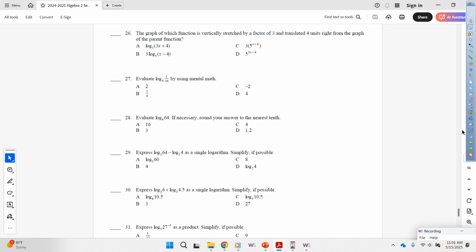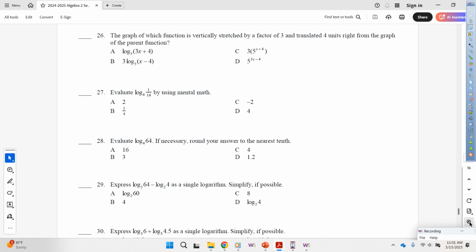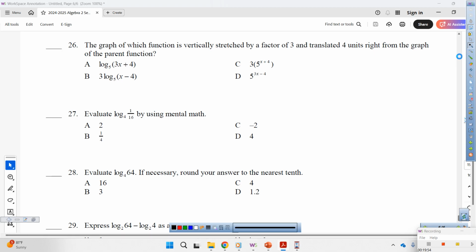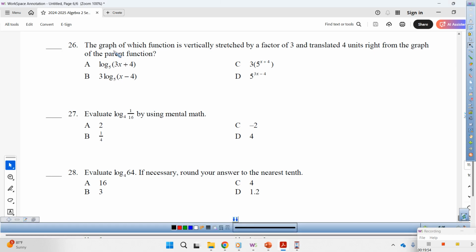So with that said, let's go to number 26. Let me zoom in. It says, the graph of which function is vertically stretched by 3, and translated 4 units to the right. All right, they give us logs and they give us exponential. So let's start with the exponential.